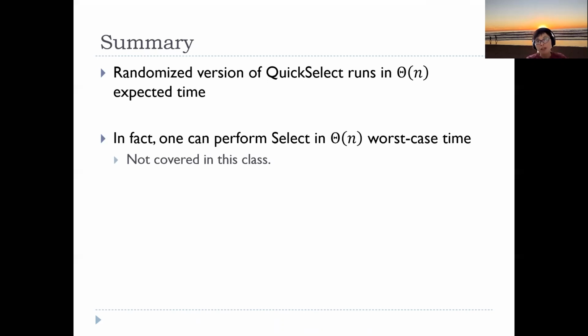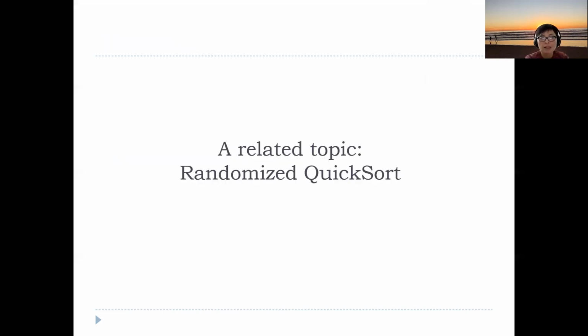Okay. In fact, it turns out that there is a select algorithm that runs in linear time in the worst case. The algorithm is a bit more involved. We're not going to cover that in this class, but select can be done in linear time, worst case, as well. For this class, just know that we can select a specific order statistic from a list of unsorted numbers in linear expected time, which is the best possible, right? Because even to find the minimum or maximum takes linear time. Okay, all right.